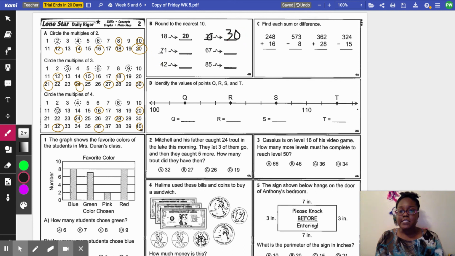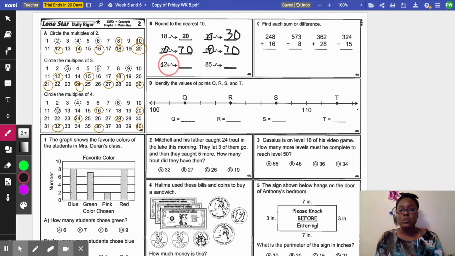This one has a 7 in the tens place and a 1 next door. It's going to stay at 70 because 7 tens is 70. 10, 20, 30, 40, 50, 60, 70. Okay? This is 6 tens, or if we have to round it up, it would be 7 tens. Since it's a 7 that we have circled, 67 is 3 away from 70, so it's closer to 70.